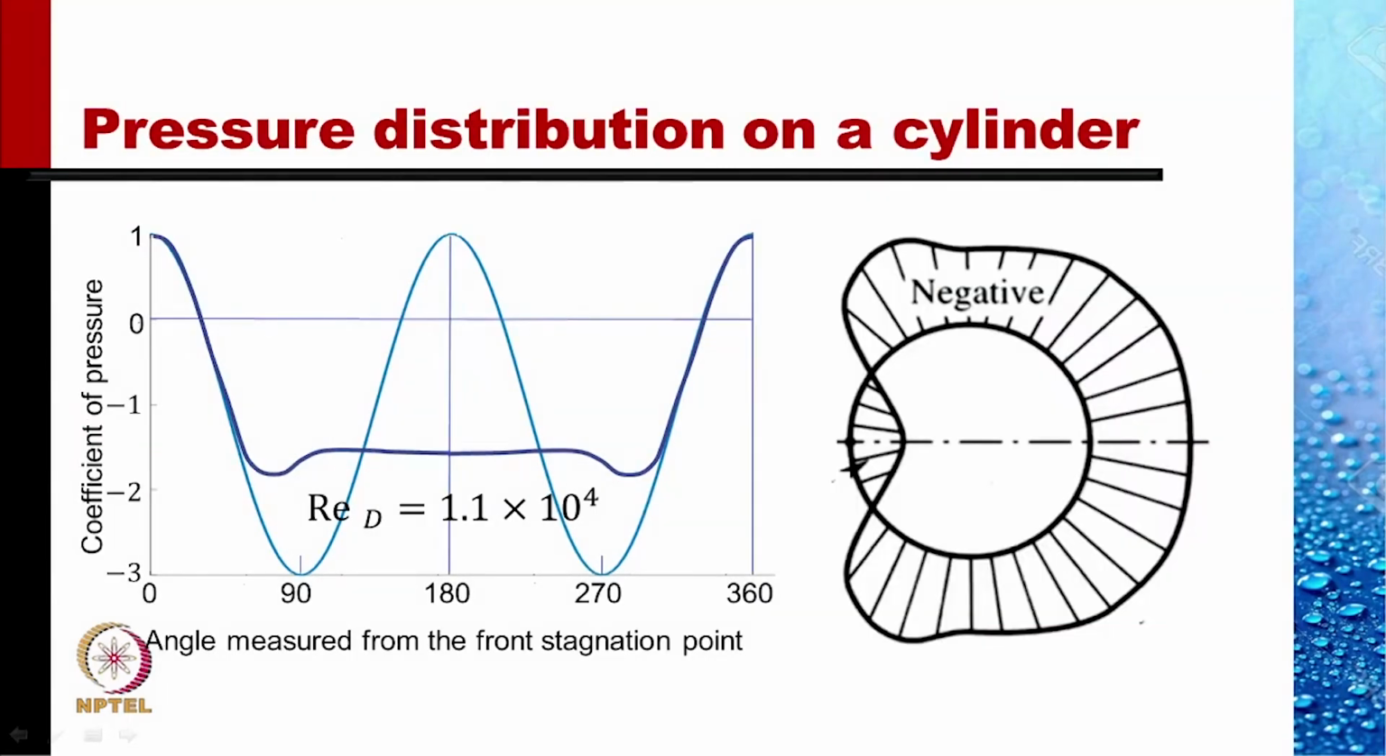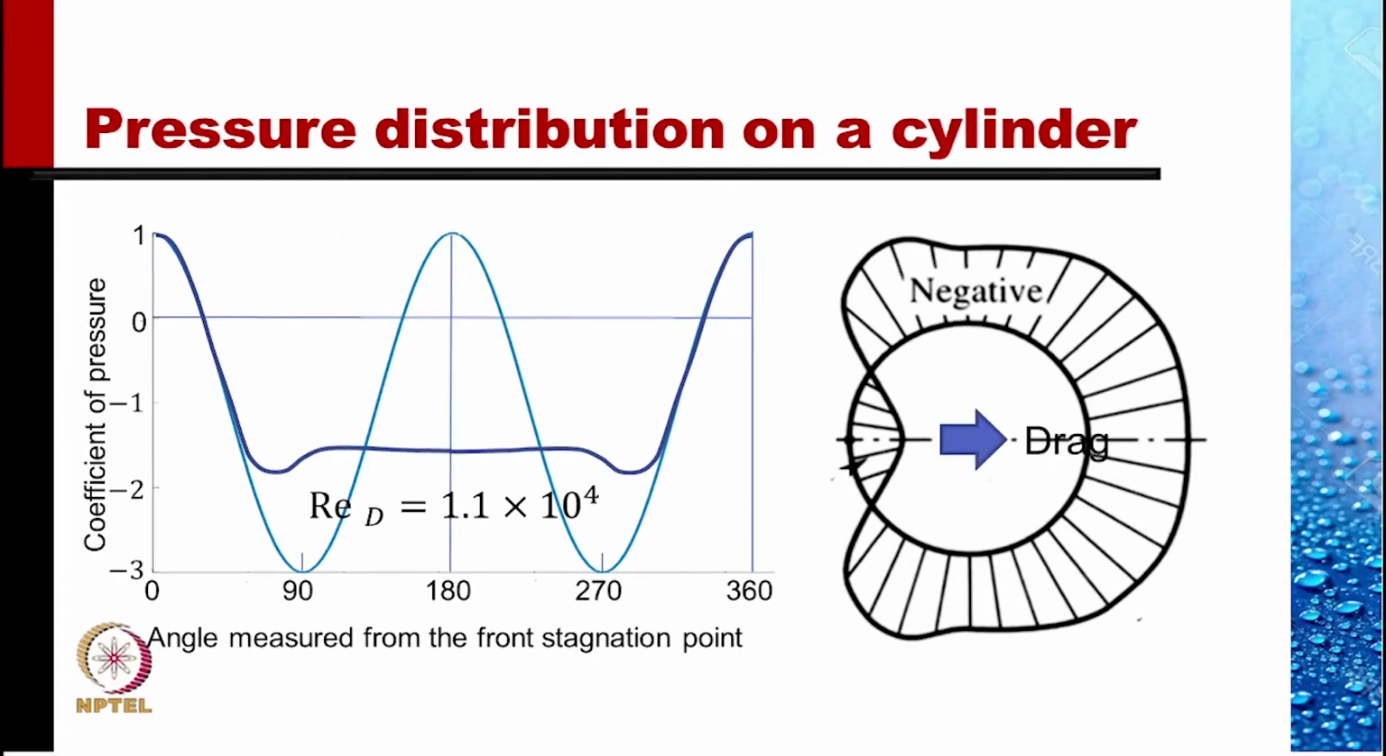The pressure distribution is now something like this. There is a positive pressure at the nose, but there is negative pressure at the back. And this results in rather large drag on the cylinder. The picture is quite different.